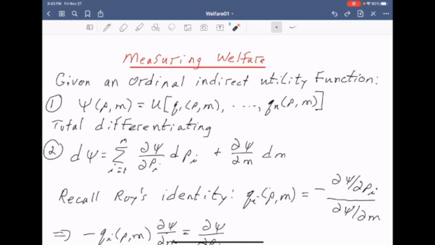Totally differentiating psi, we get that d psi is equal to the sum from i equals 1 to n of the first derivative of the indirect utility function with respect to pi times dpi, plus the first derivative with respect to income times dm.